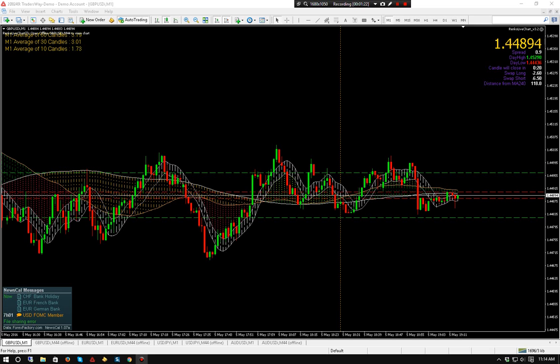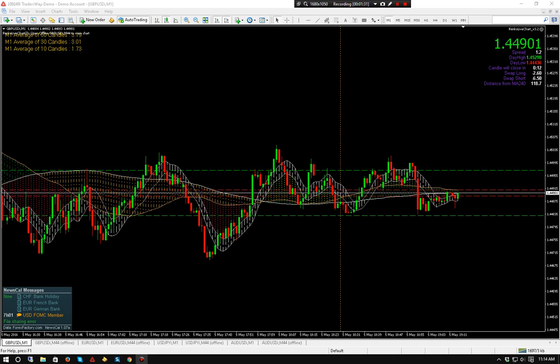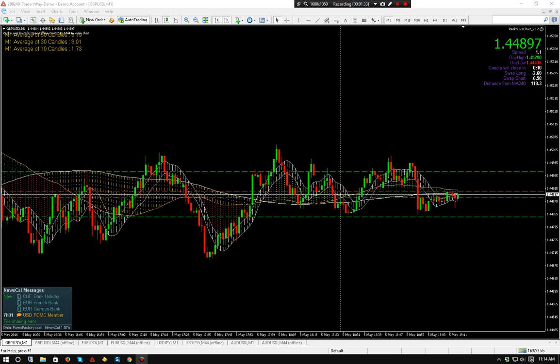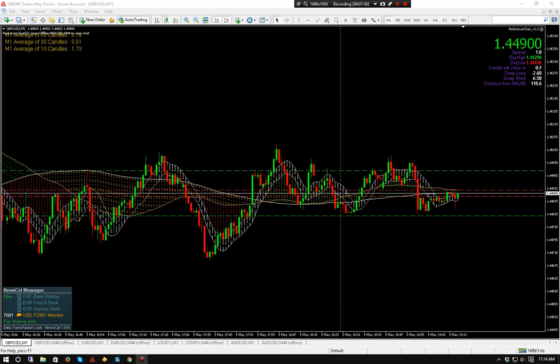If you know me, it's a combination of an Ichimoku visual look and moving averages and channels to basically let us trend trade. It's designed to be a trend trading system that lets you get into the initial trend, get out, and then wait for a pullback, so you're jumping in and out constantly. It is designed to work on the 1 minute time frame.